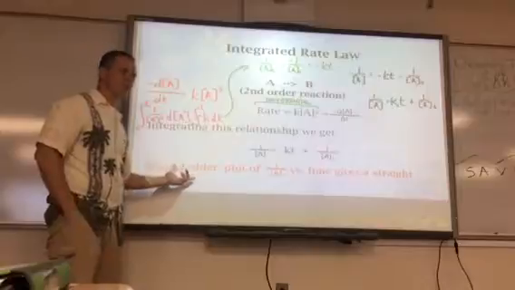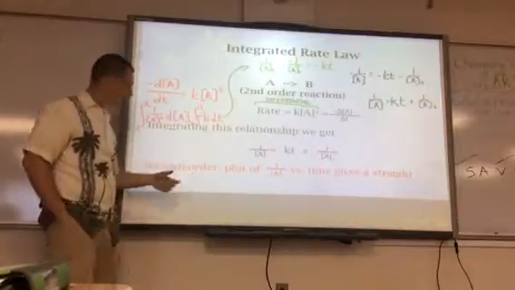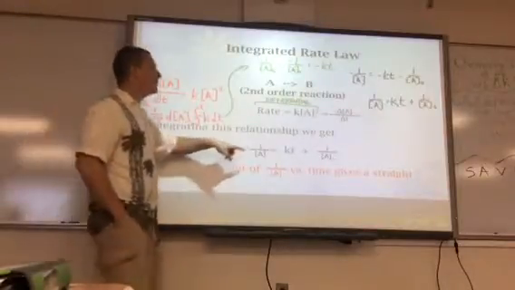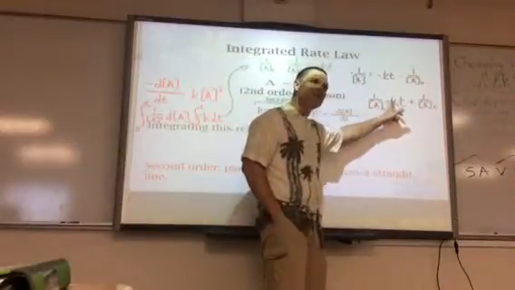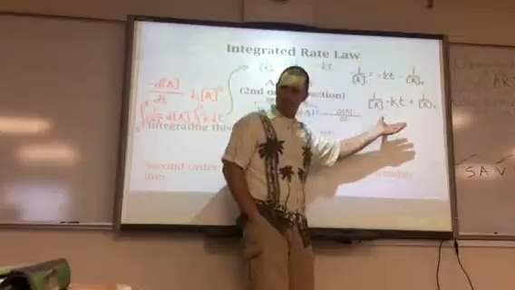And then we have a statement in red. Significant: if you have a plot of the inverse of the concentration versus time, if that gives you a straight line, that means the reaction is second order.